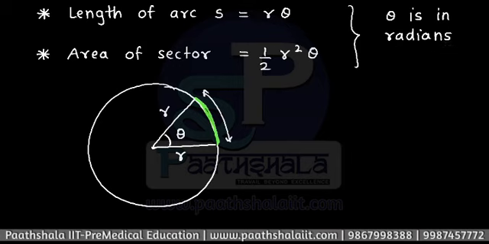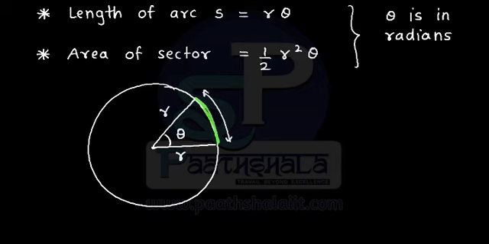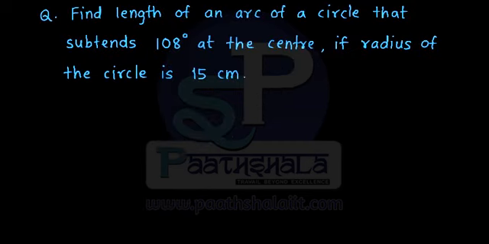Now any arc, when you join the endpoints at the center, will form what is called a sector. So this entire shaded portion is called a sector. The area of that sector is given by the formula half r square theta. Once again, theta has to be in radians. So let us solve a few sums based on these formulae.